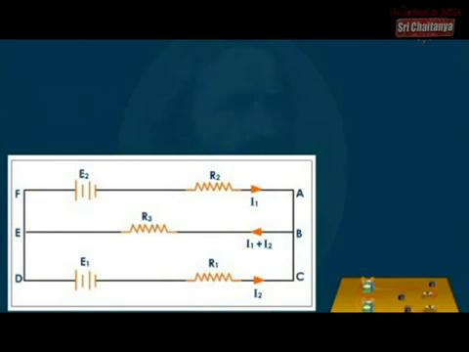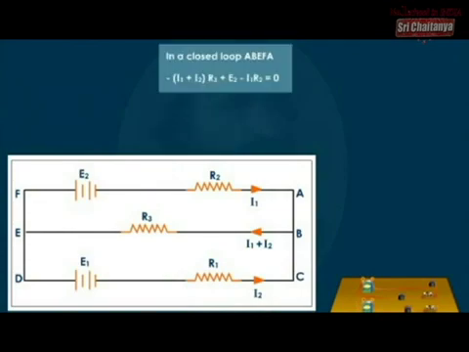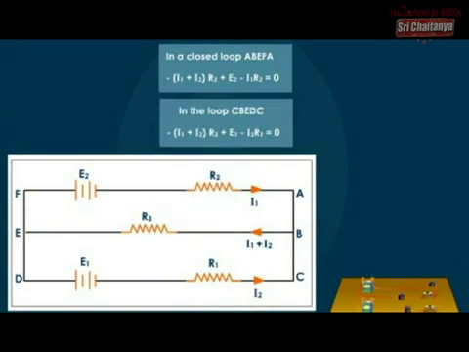Consider the circuit shown here. In the closed loop ABEFA, minus I1 plus I2 into R3 plus E2 minus I1 R2 is equal to 0. In the loop CBEDC, minus of I1 plus I2 R3 plus E1 minus I2 R1 is equal to 0.